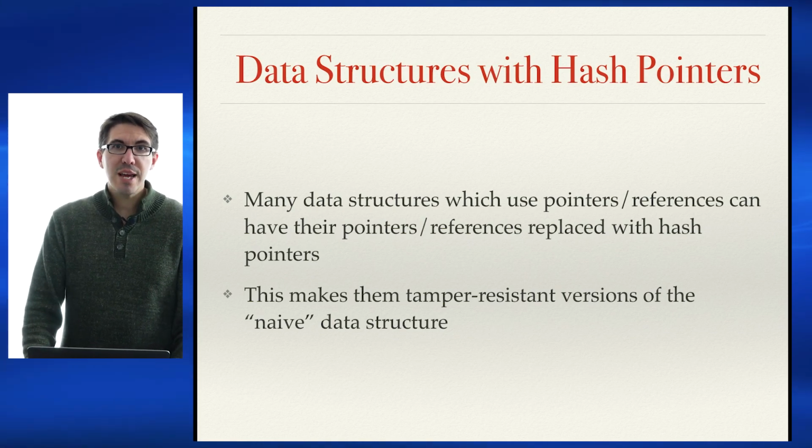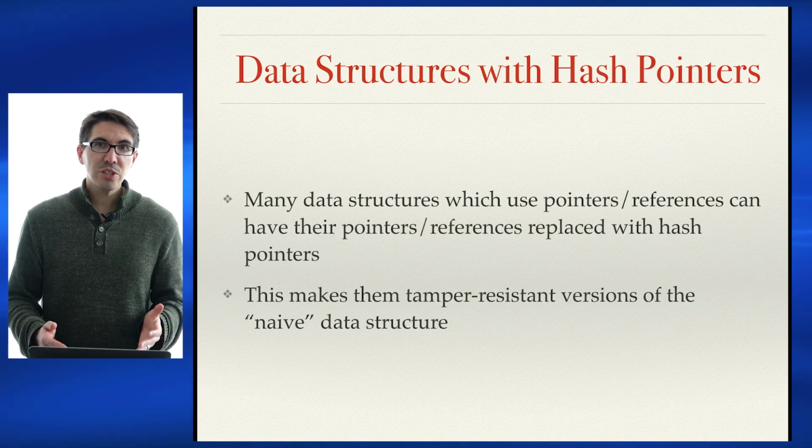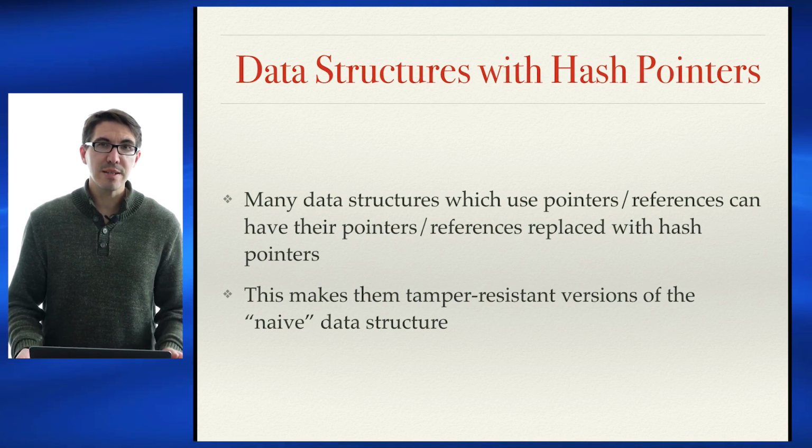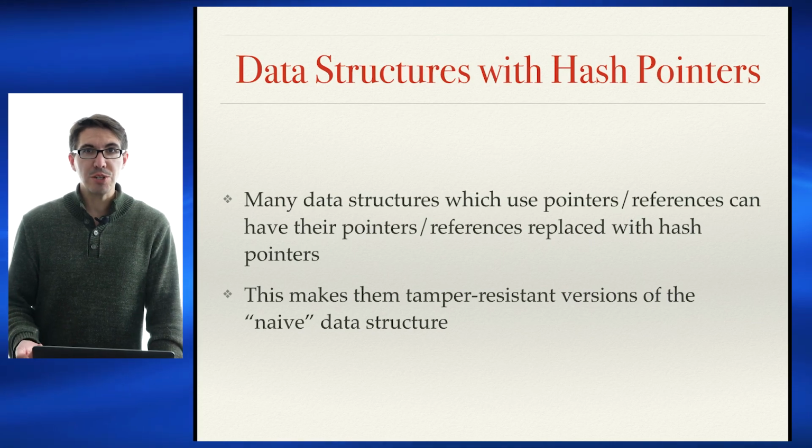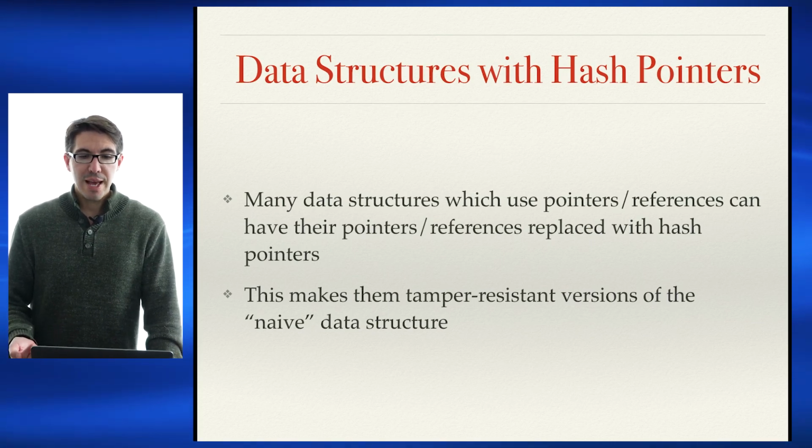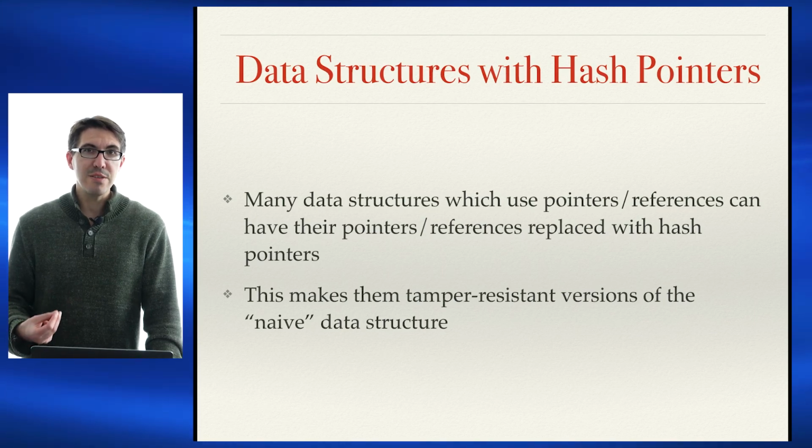So now that we understand what a hash pointer is, we can use a lot of the basic data structures used in computer science, modify them with hash pointers instead of traditional pointers, and we now have tamper-resistant versions of these naive data structures. So think of any data structure that uses pointers: linked lists, binary trees. If we just change these pointers to hash pointers, we now have tamper-resistant versions of them. It's very simple.